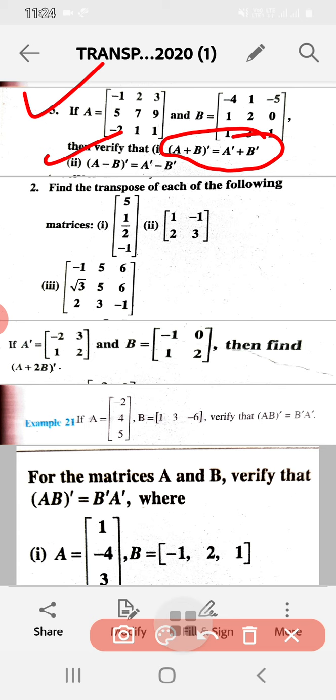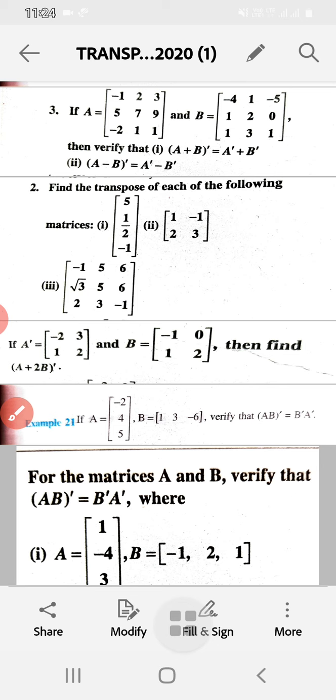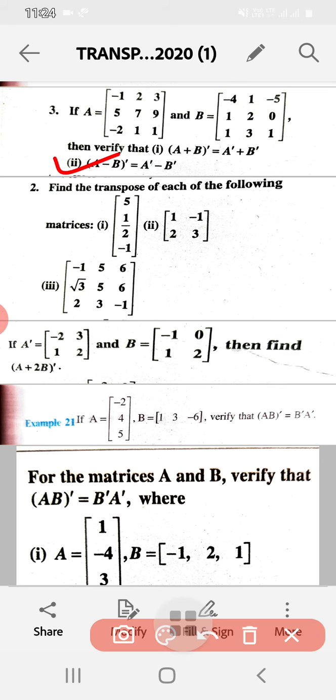So here first we have to work out a minus b, then you consider the transpose of a minus b, then you compare LHS and RHS. Okay, so I will take up the second case here. So I will directly start the solution.